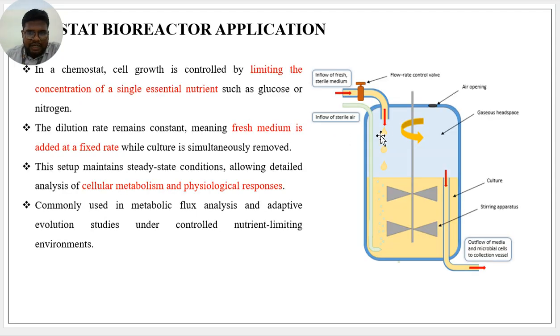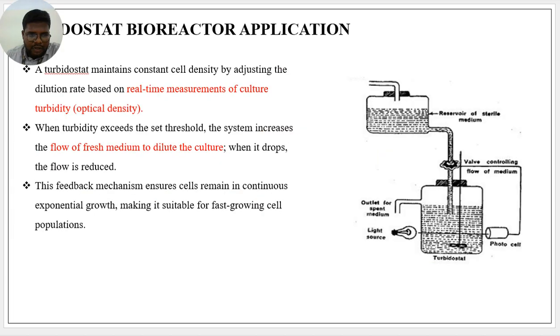Next one is the chemostat reactor. In the chemostat reactor, growth is based on a single essential nutrient held constant. For example, the whole bioreactor consumes a single nutrient as the main source. The nutrient concentration is measured, and if the single nutrient is depleted, fresh media will be added. That is what a chemostat bioreactor is. It's measured by the concentration of a single essential nutrient.